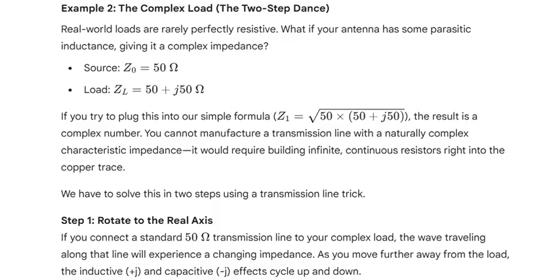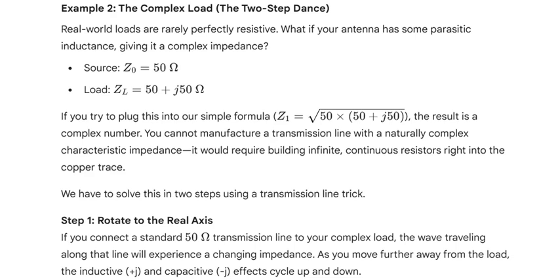Example 2. The complex load, the two-step dance. Real-world loads are rarely perfectly resistive. What if your antenna has some parasitic inductance, giving it a complex impedance? Source, Z0 equals 50 ohm. Load, ZL equals 50 plus J 50 ohm.